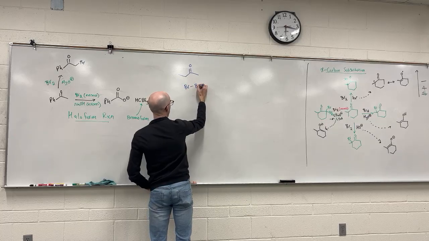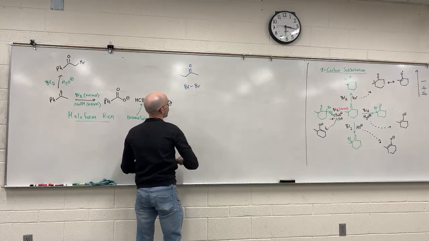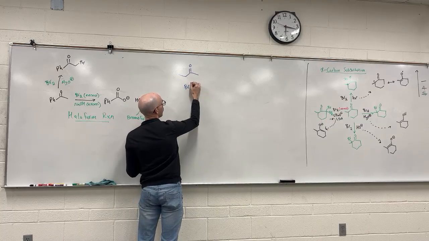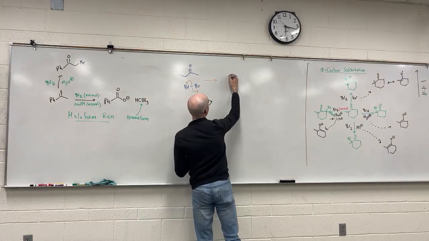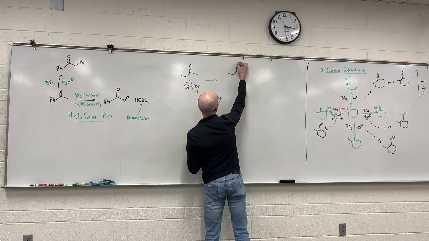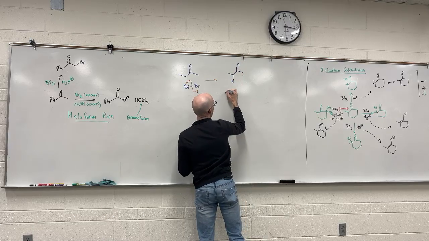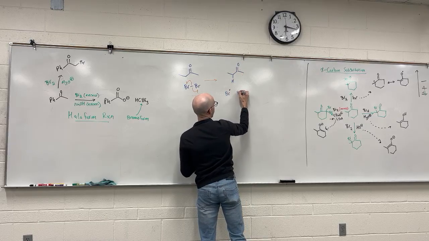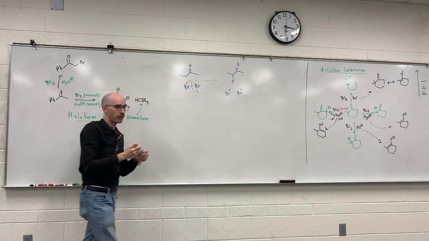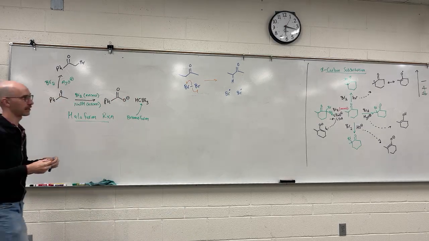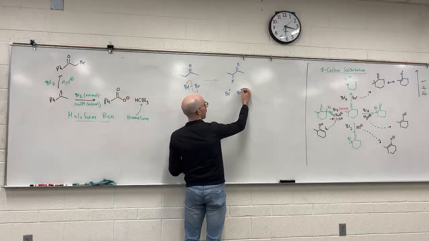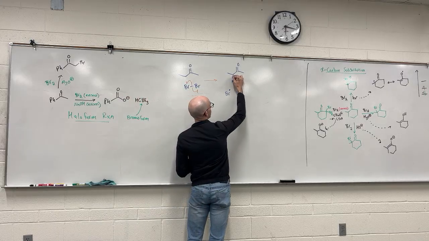All right, well, in the presence of light, elemental bromine can initiate radicals. That means starting from no radicals, bromine will homolytically cleave its bond and form 2 bromine radicals. Then bromine will abstract a hydrogen.